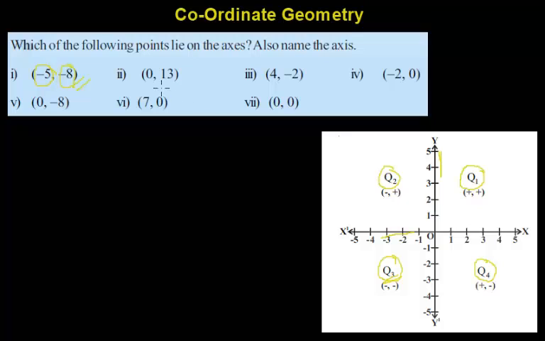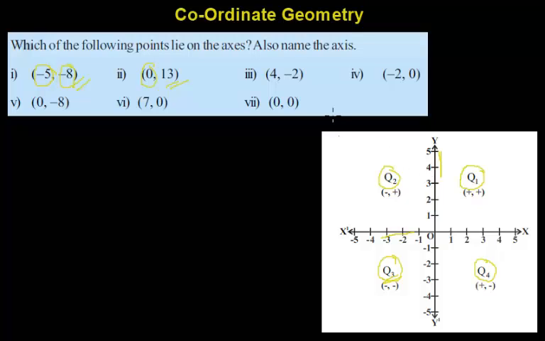Now, let us take the second point. The second point is 0, 13. Now, let us find out where this point comes. 0 is the abscissa. Abscissa means the distance from y-axis. That means it is at a distance of 0 units from y-axis. Therefore, we can point it on y-axis.